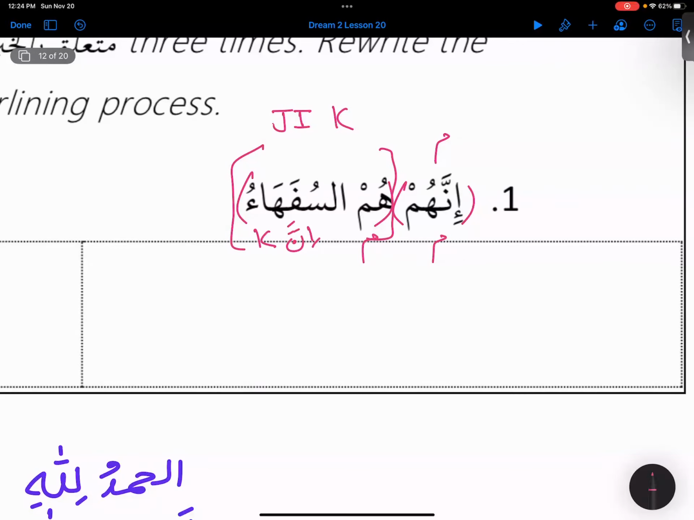Indeed, they are. This is also emphatic. They are foolish. Indeed, they are. They are the foolish ones. They are foolish, right? Because they were telling the believers that they are foolish, that they are wasting their wealth.